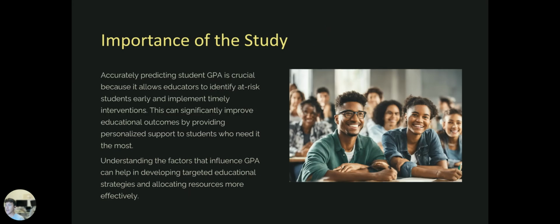Accurately predicting the student GPA is crucial because it allows educators to identify at-risk students early and implement timely interventions. So say there's a student that doesn't have any of these key indicators that were within the study. They were absent a lot. They didn't do extracurriculars. They weren't doing tutoring sessions. They weren't reading books, stuff like that.